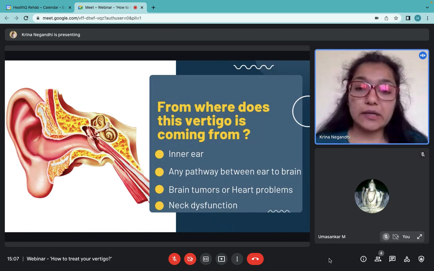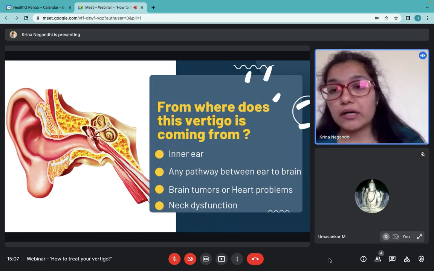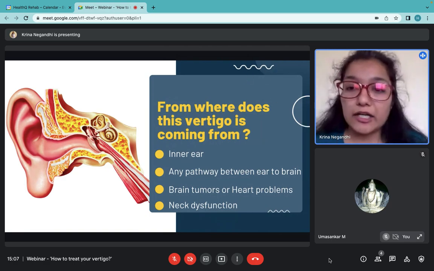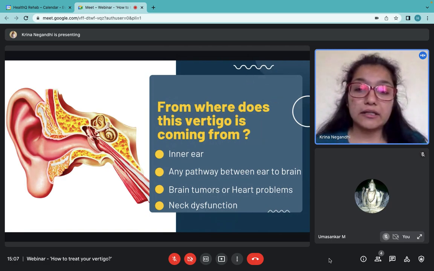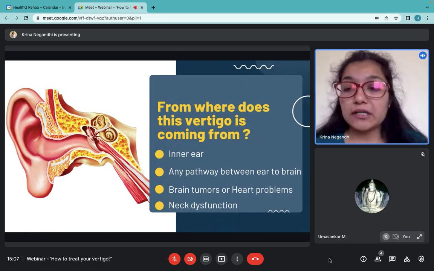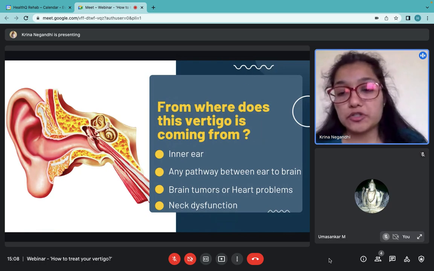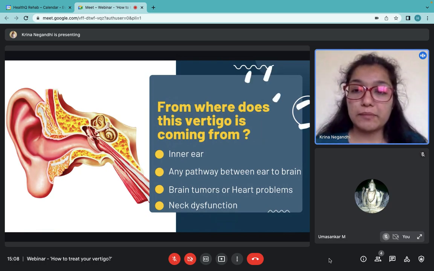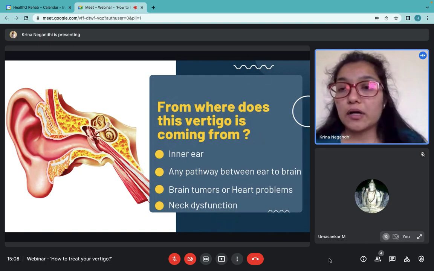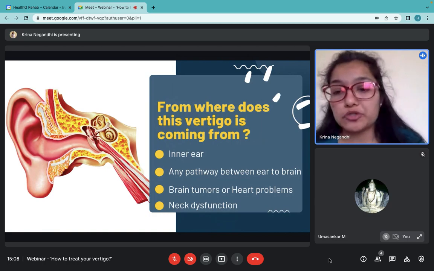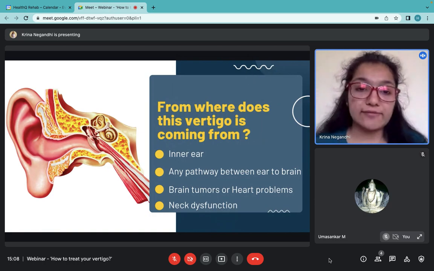Vertigo comes basically from four categories of anatomical structures. They are the inner ear, and the pathway between ear and brain, inclusive of the neurons and the nerves. It can also be due to brain tumors, heart problems, low blood pressure known as orthostatic hypotension due to an immediate postural change, and neck dysfunction.